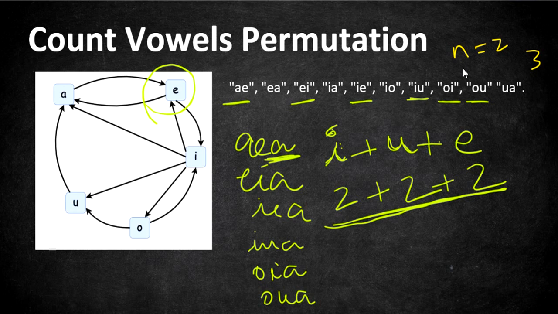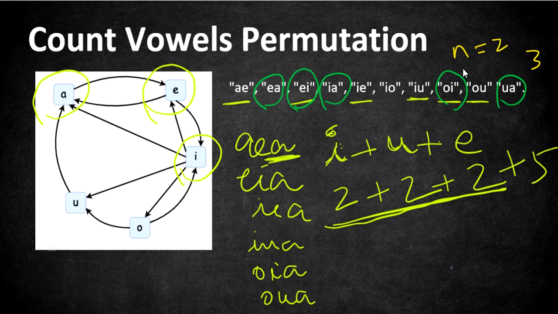And if you observe, two arrows are pointing at E, which are from A and I. So we have to pick the strings that are ending with A and I to construct a string that is ending with E of length 3. So here, if you pick the strings ending with A and I, in total we have 5 strings that are ending with A and I, and you can append E with them.